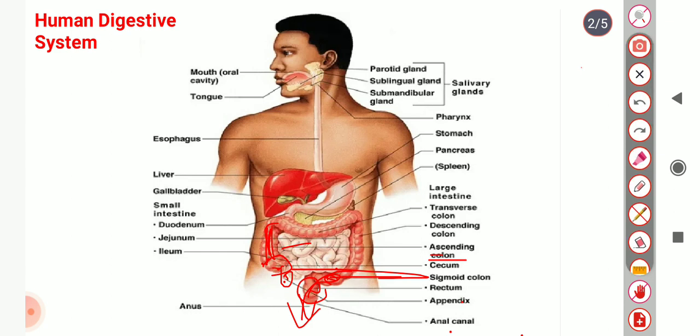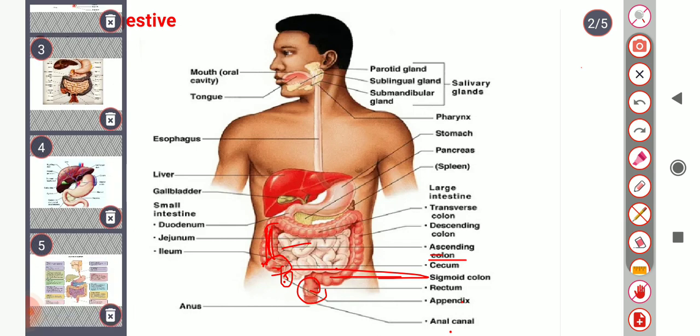Function of the large intestine. The large intestine's basic functions are the absorption of water and the elimination of solid waste. It also absorbs vitamin K and vitamin B, which are manufactured by bacteria in the large intestine. This is all about the digestive system.